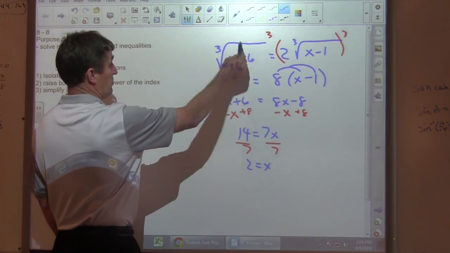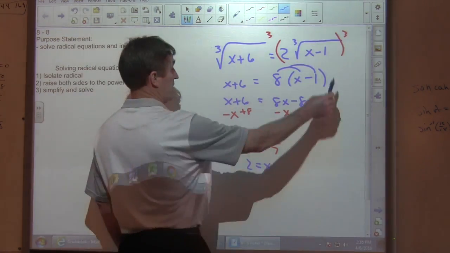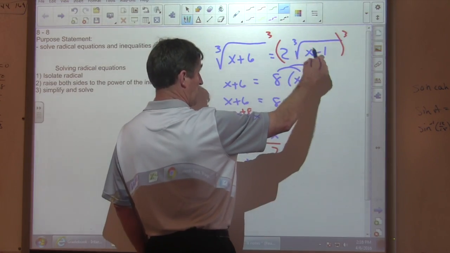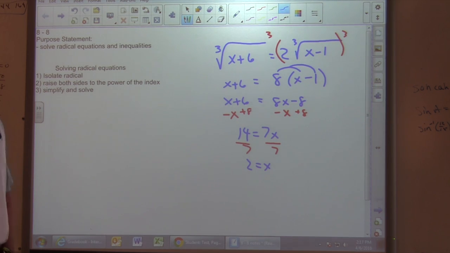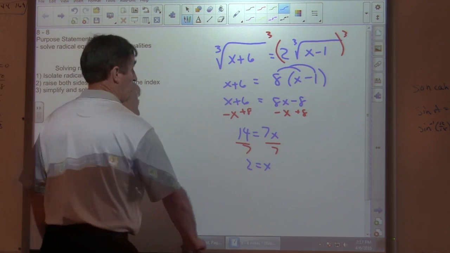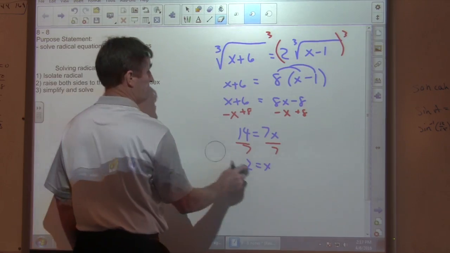So this would be the cube root of 8, which is 2. This would be the 2 minus 1 is 1. The cube root of 1 is 1 times 2 is 2. So again, that checks. So let's get a little more complicated.